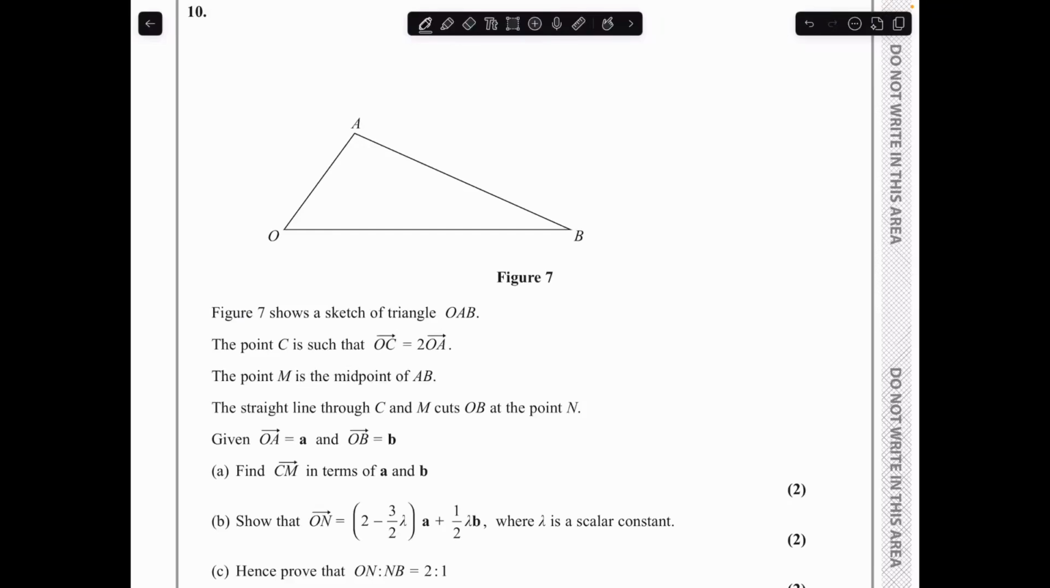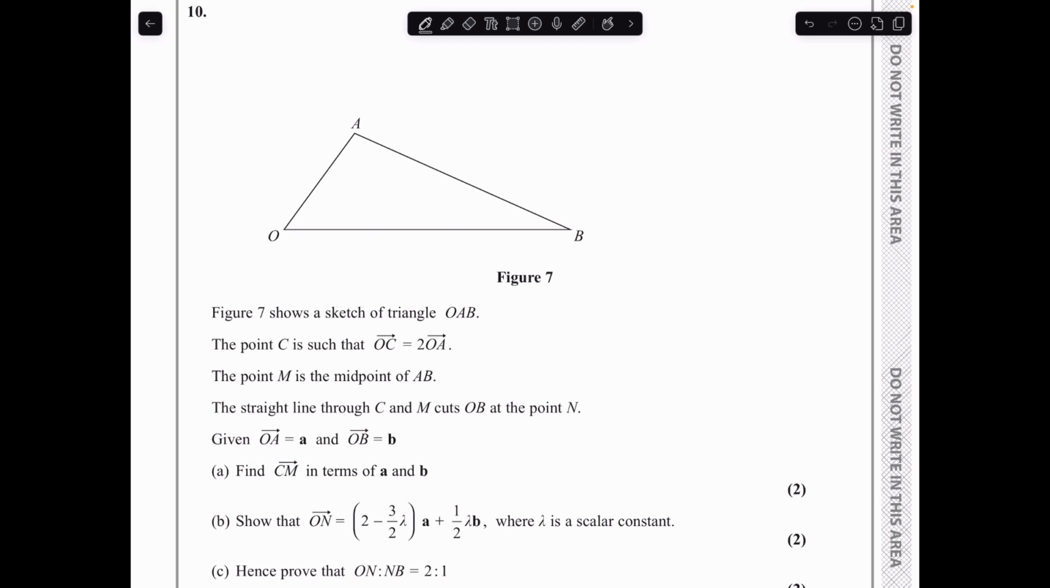Today we're gonna go through question 10, paper 2 from the June 2019 A-level maths series. So this is one of the most difficult vector questions that Edexcel has put in a past paper. So this is definitely towards the A star tier when it comes to difficulty. So let's see what the question is about.